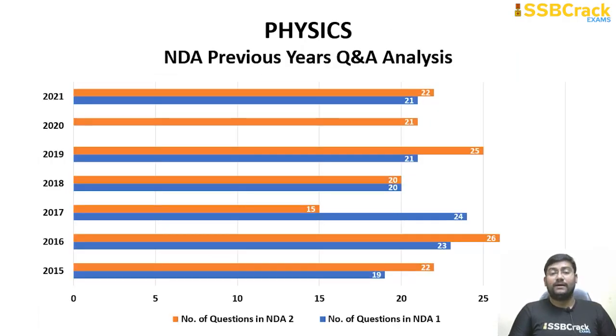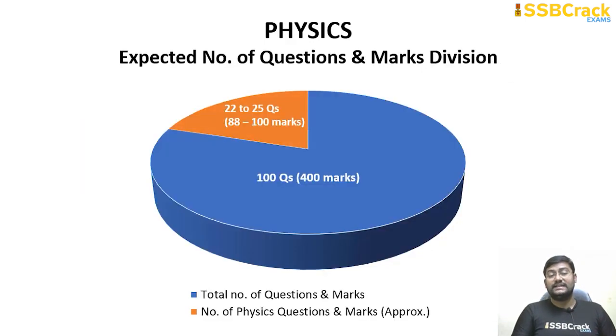First of all, let us begin with physics, the most important, because regularly 21, 22, 23 or 25 questions are asked from the physics section in your NDA question paper. Going through the trends, you can easily expect 22 to 25 questions coming from physics, which can easily fetch you around 88 to 100 marks.